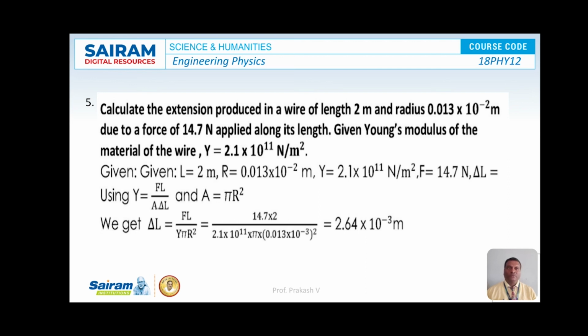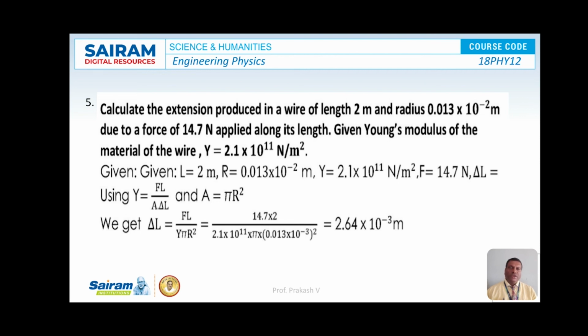So as per this problem, the given data is L is equal to 2 meter, r is equal to 0.013 into 10 to the power of minus 2 meter and Young's modulus Y is equal to 2.1 into 10 to the power of 11 Newton per meter square and the force applied is F is equal to 14.7 Newton. So how much the extension produced, delta L, that's what we have to calculate here. We know that Young's modulus Y is equal to FL by A delta L, but here A is nothing but pi r square, that is the area of cross section.